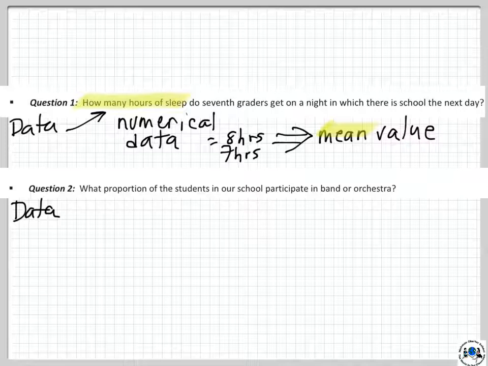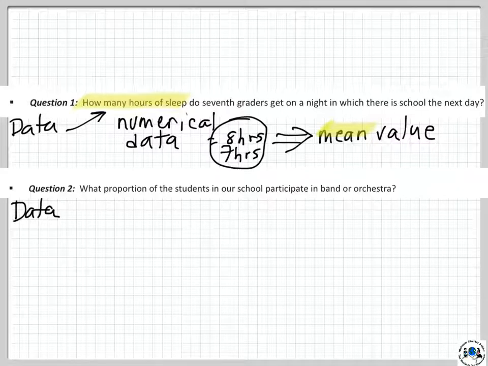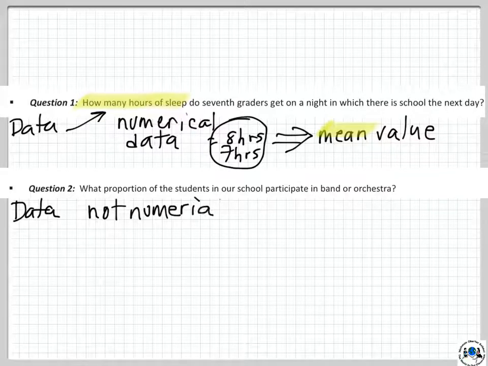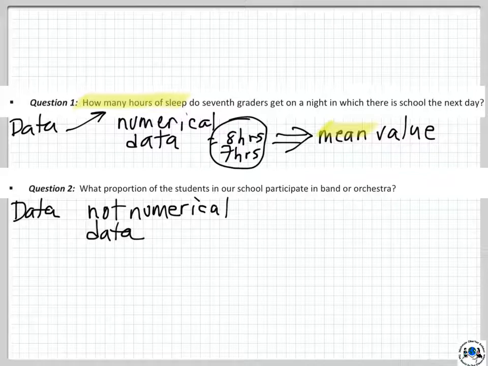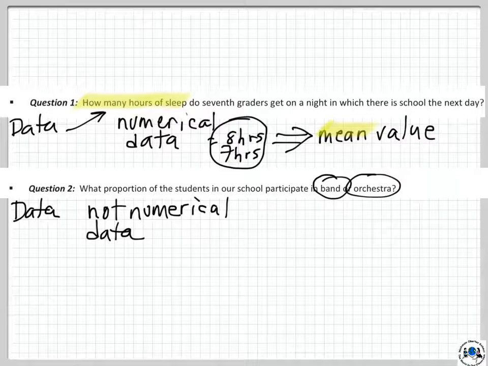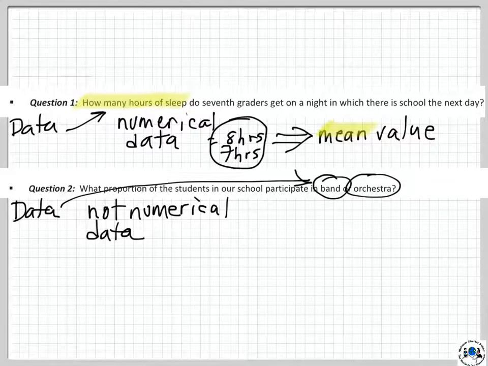We're not going to ask them how many hours they sleep. We're just going to ask them a question that's going to require an answer such as yes, no, or band, orchestra. So it's not going to be numbers that we're collecting. So this is not numerical data, so there won't be any mean taken. Boy, spelling problem here, numerical data. So we're just going to collect answers, such as band and orchestra. That's the data we're going to be getting.